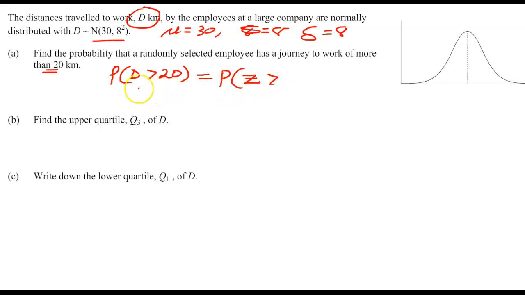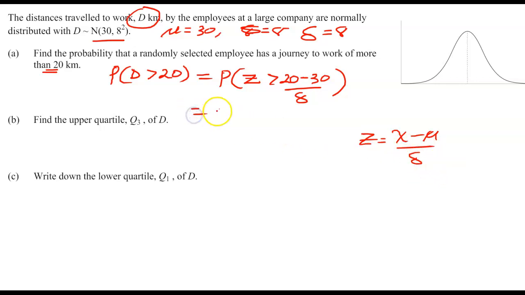We standardize the distribution, which is going to be 20 minus the mean, which is 30, over the standard deviation, which is 8. That's how we standardize. Remember the formula for standardizing, which is z equals x minus mu over sigma, which is the standard deviation. So when you standardize over here, you have the probability that z is greater than, when you press your calculator, negative 1.25. So this is your z value.